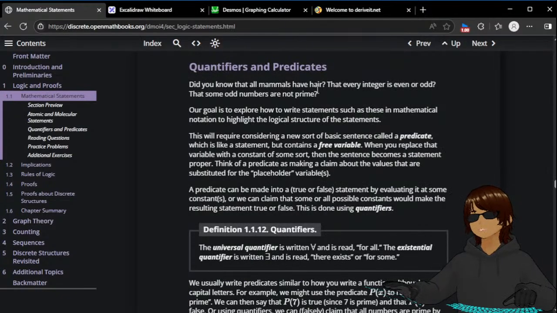Did you know that all mammals have hair? That every integer is even or odd? That some odd numbers are not prime? Our goal is to explore how to write statements such as these in mathematical notation to highlight the logical structure of the statement.